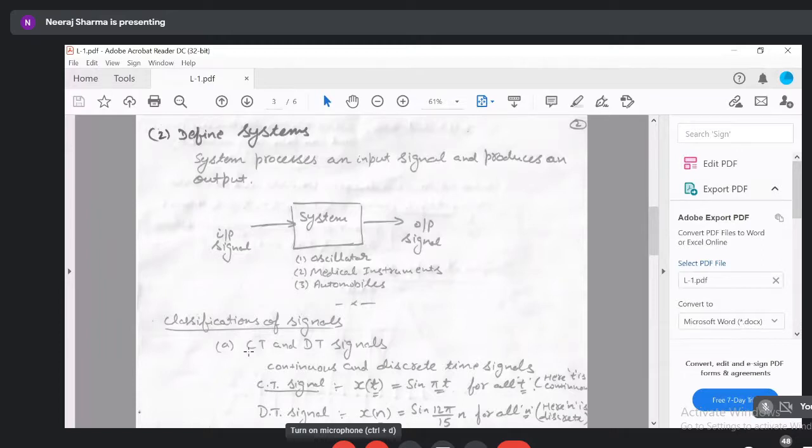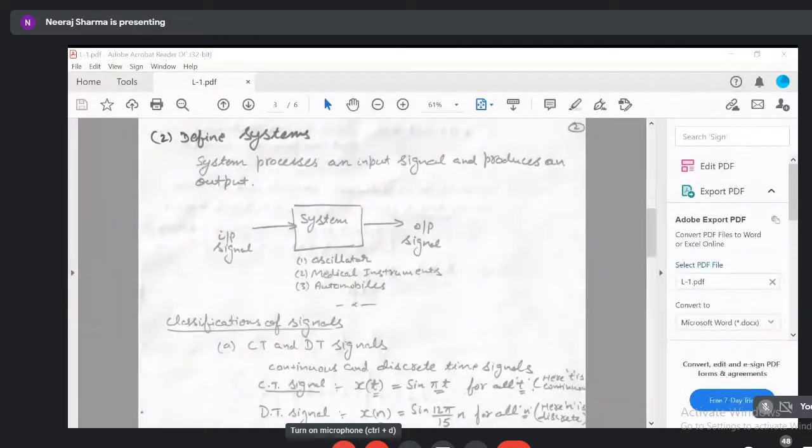So these are abbreviations. CT stands for continuous time and DT stands for discrete time. Right? So if anyone can define the difference between a CT and a DT signal, what continuous signals are and what DT signals are?